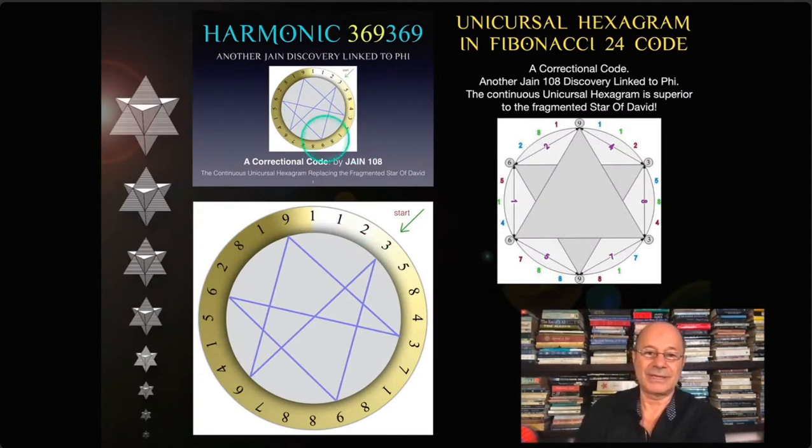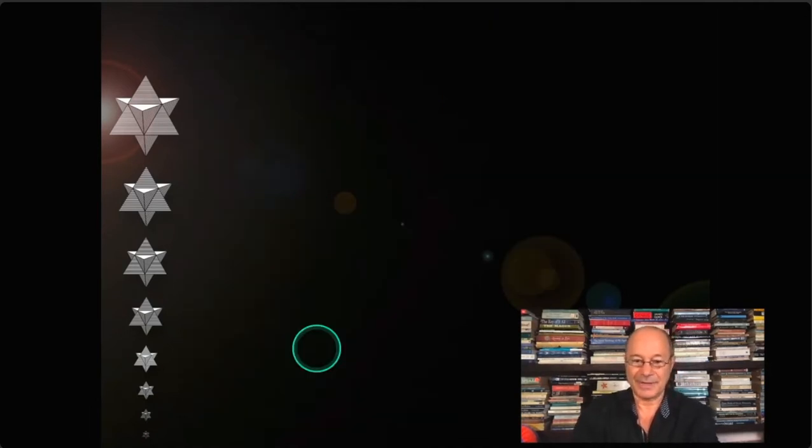And when we look at the unicursal hexagram that I just introduced before, we can see that when we follow the 24 code and we go 3, 6, 9, 3, 6, 9, this connects to what Tesla talked about. If you wanted to understand the mysteries of the universe, just study 3, 6, 9. So the unicursal hexagram is a superior pattern than the plain Star of David, which is kind of fractionated. So I'm advising everyone to work with this unicursal hexagram.